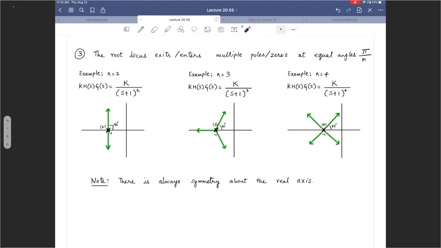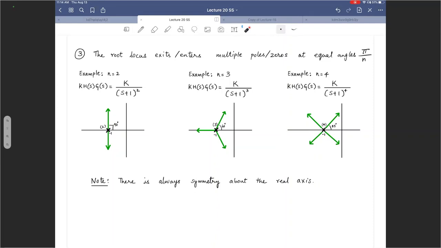Next, when k is 4, you have 4 poles here. No, yes, no, yes, no. So that's fine. And every yes that I said in the middle will exit out at pi over 4 degrees. Symmetry about the real axis. All the poles are located at -1.